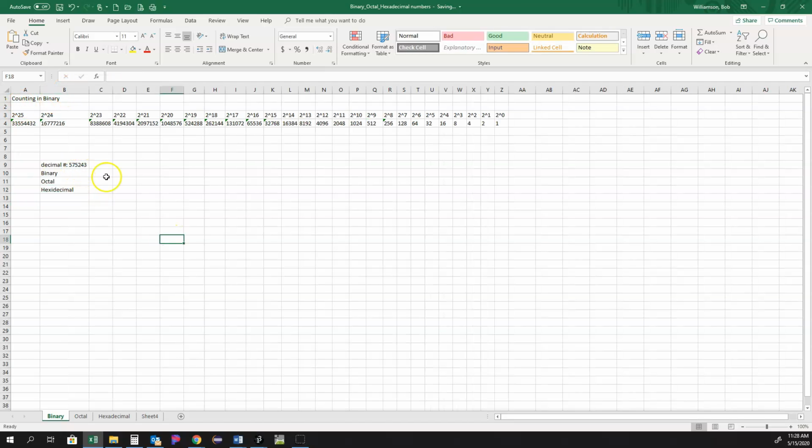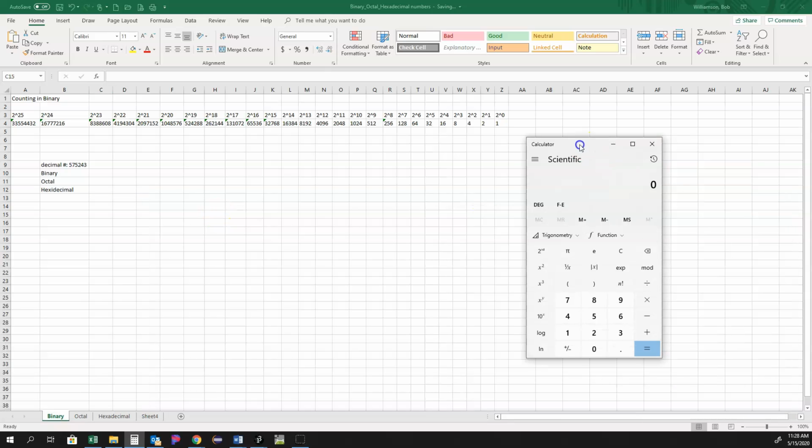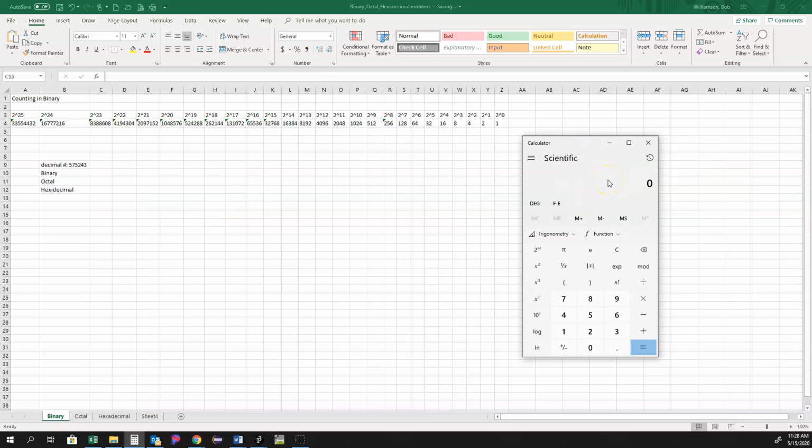All right, so we need to find the largest value I can take. So I have 575,243. If I go through my number line trying to take the largest value I can, I'm coming way over here. Okay, 524,288, I can take that. So on a calculator, let's just do this so I don't make any mistakes. I have my value that I'm working with in decimal, minus out the largest value I can, which is going to be 524,288. So I have a remainder now.